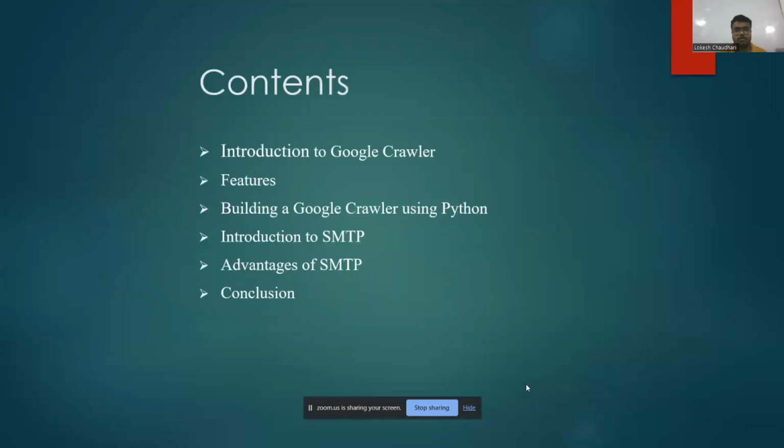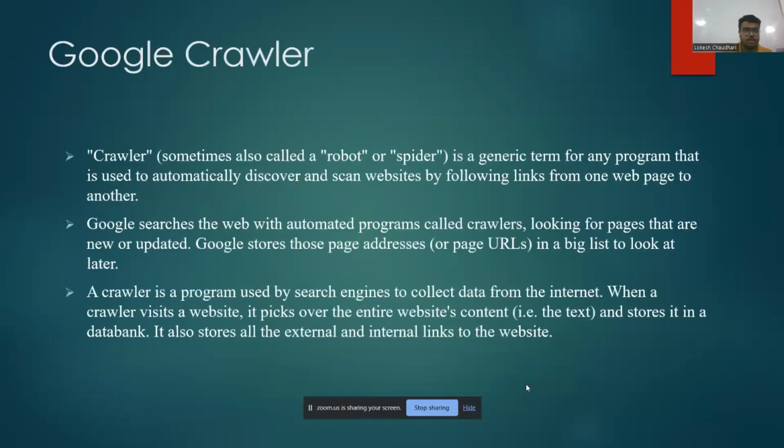The agenda for today's topic is: introduction to Google crawler, features of the Google crawler, building a Google crawler using Python, introduction to SMTP, some advantages of SMTP, and concluding with the conclusion. Basically, we can see what the Google crawler is. Google crawler is basically a crawler which crawls the information from all over the internet, grabs the data and stores it for us to use later.